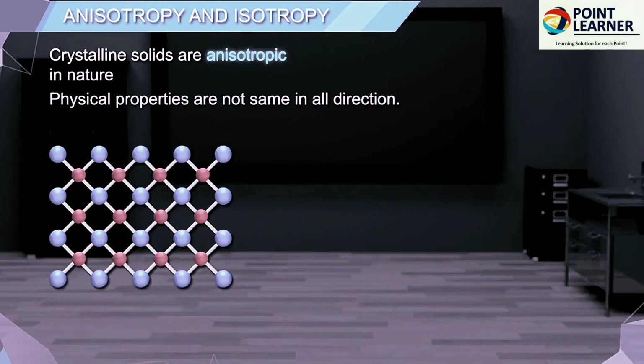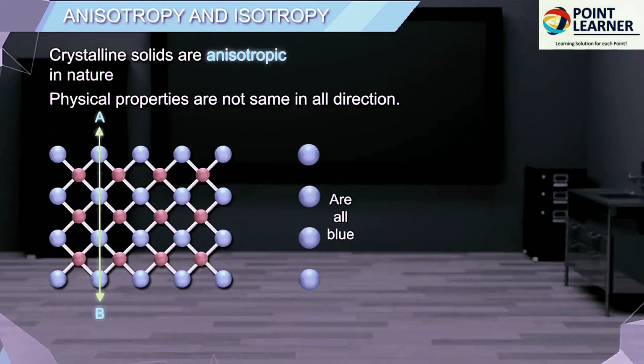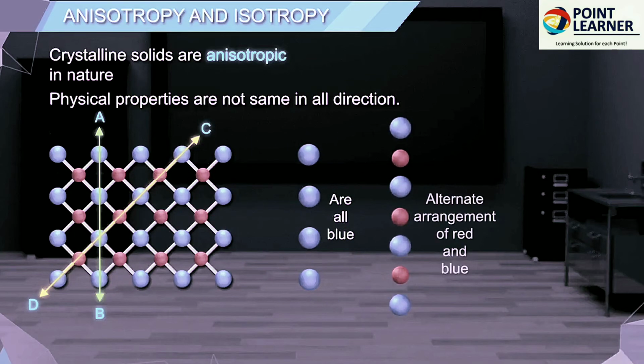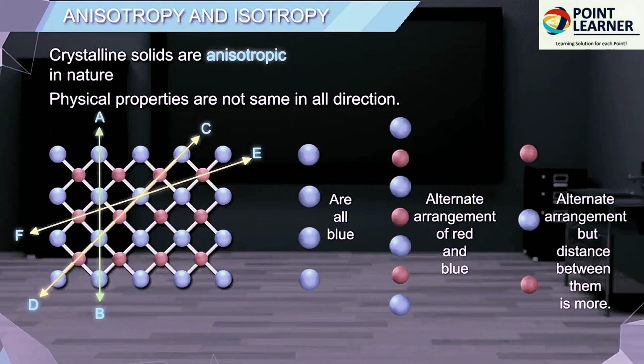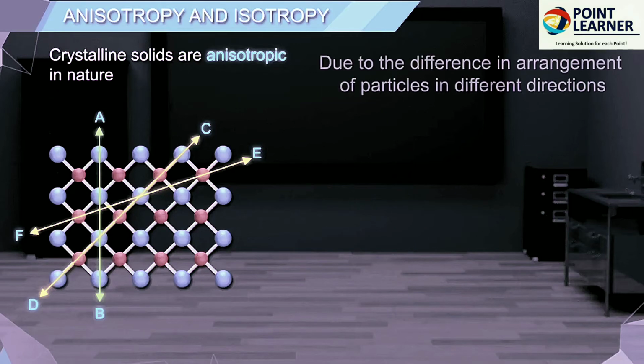Crystalline solids are anisotropic in nature. It means that physical properties are not same in all directions. If we consider this particular direction, the particles are all blue. If we consider this direction, we have alternate arrangement of red and blue. Now, if we consider this direction, the arrangement is again alternate, but the distance between them is more.